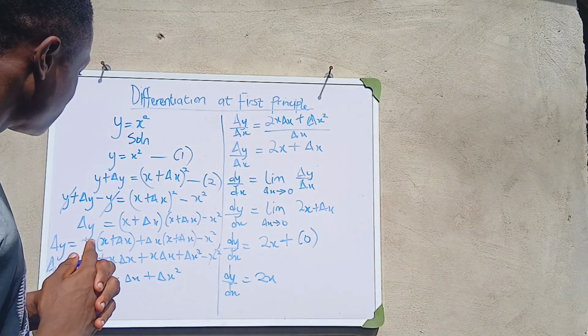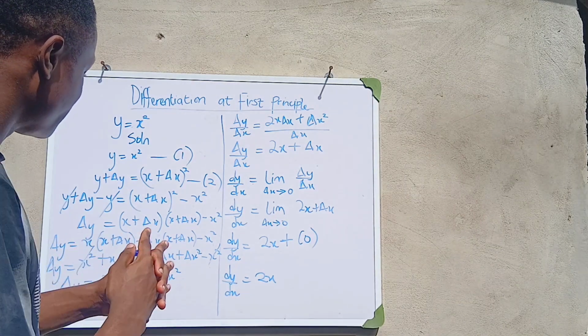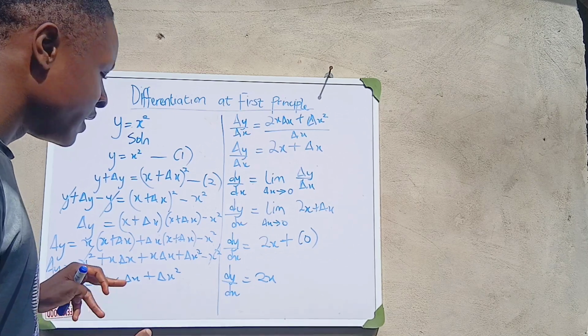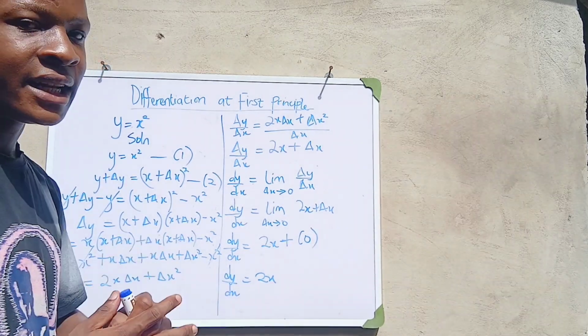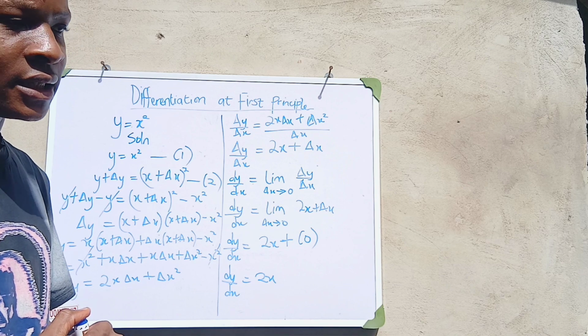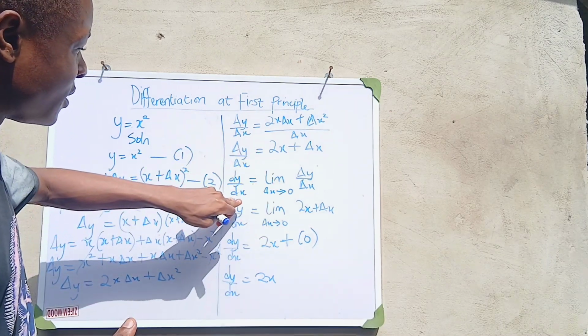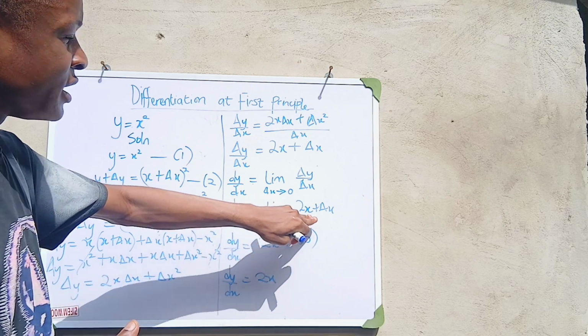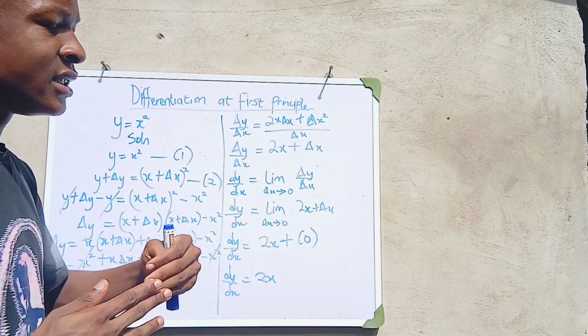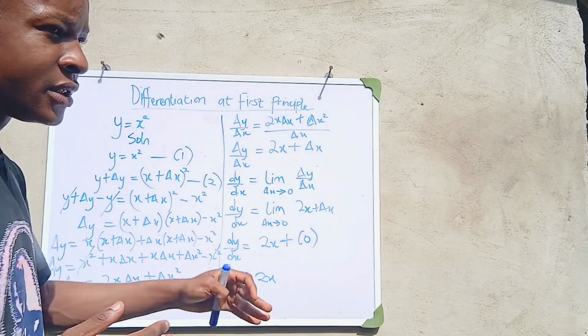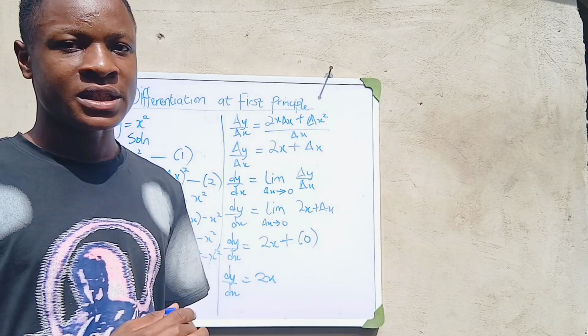So after doing that, we now simplify everything and we are left with this. Then after that, we divided both sides by change in x, leaving us with this. And we now substituted our change in x to be 0, as change in x approaches 0. So we are left with 2x. So that is differentiation by first principle.